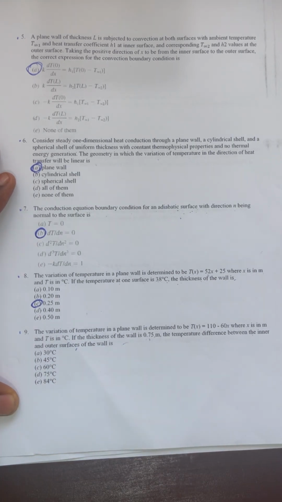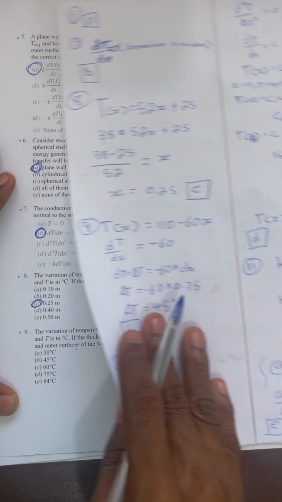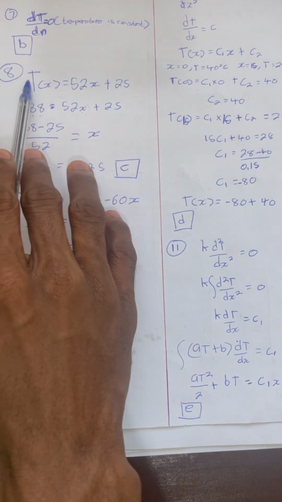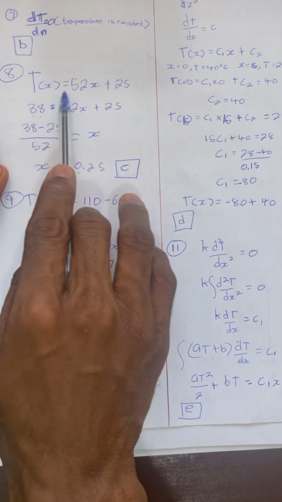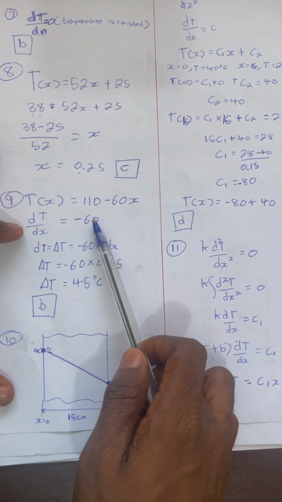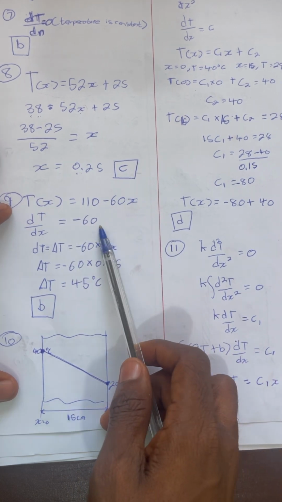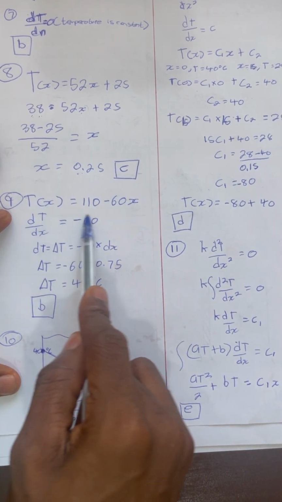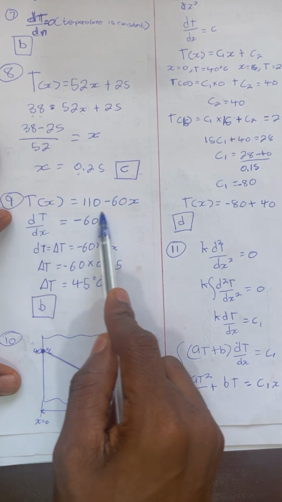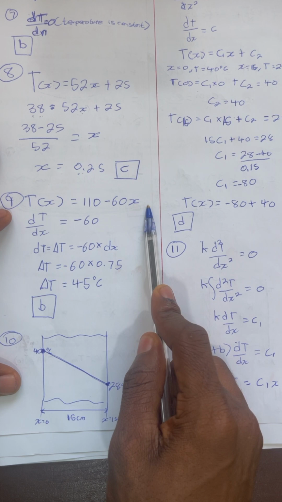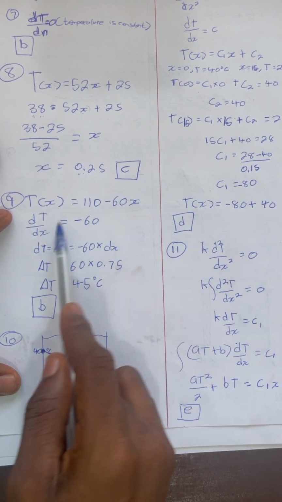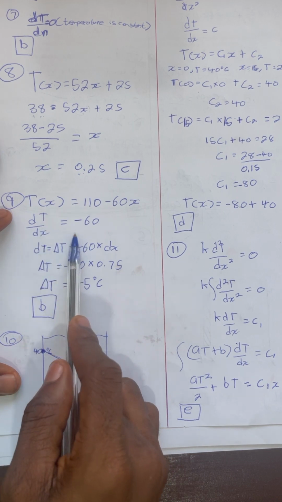So in this case, they are talking about temperature difference. So we cannot solve it the same way as we solved in number 8. This over here is temperature, so we want temperature difference. How do we get temperature difference? You have to get dT. So you differentiate this term over here. So dT/dx is equal to what?